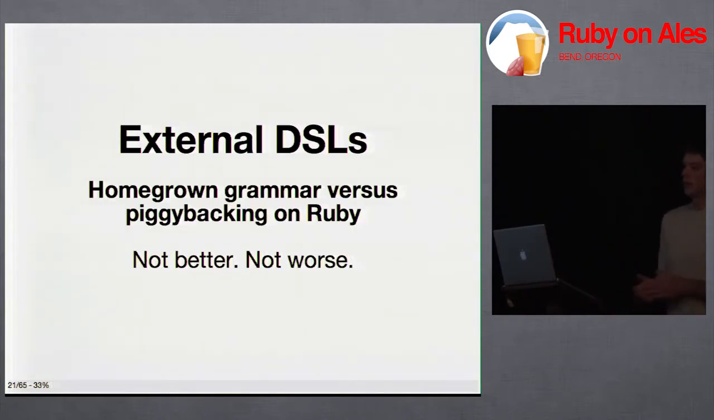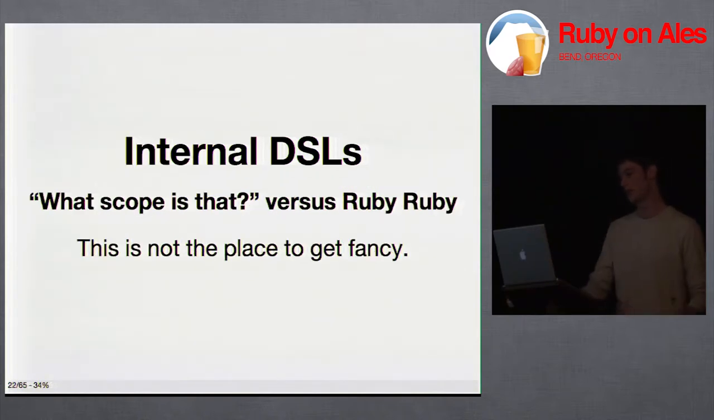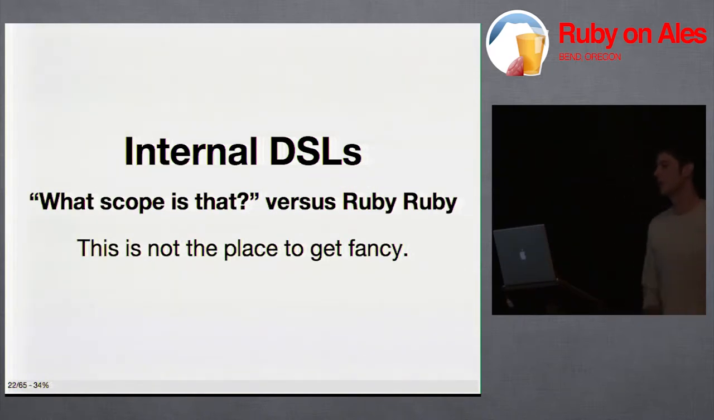So already, early in, I want to make a call about a couple of things. The external DSL, whether you have a grammar and a parser or implemented in pure Ruby, I think the point is to do what's right for you, that it's not inherently better or worse one way or the other. However, the internal DSL, I would like to think you should shy away from it and stick with the Ruby implementation.